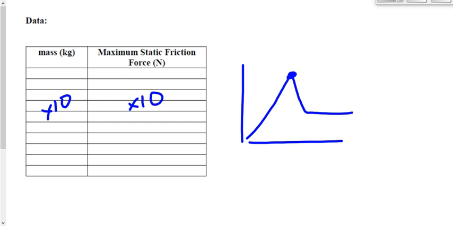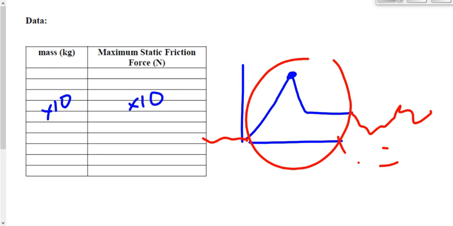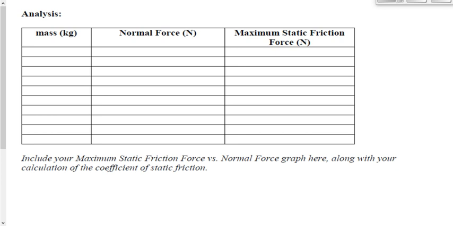Now, if you're late in turning off the sensor, then you might get something over here that's crazy, right? Or if you start it too early, then you might get something over here, right? But the bottom line, in the middle, you should get something that looks pretty much like this. Pick your maximum force from that, and then, of course, record your mass. We've already got these two columns in our analysis table, mass and maximum force. Now we've got to find the normal force.